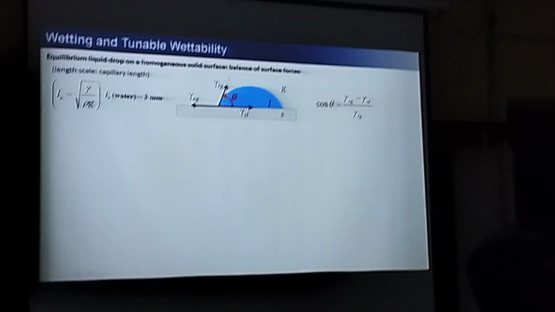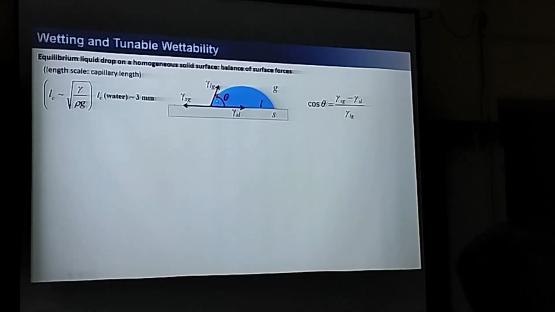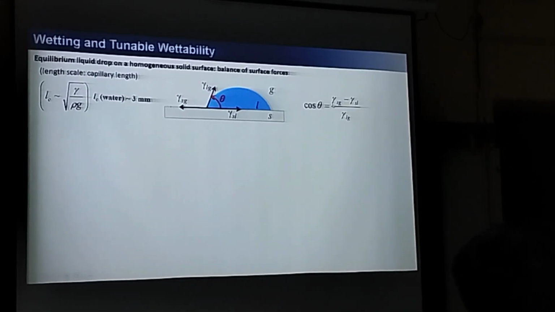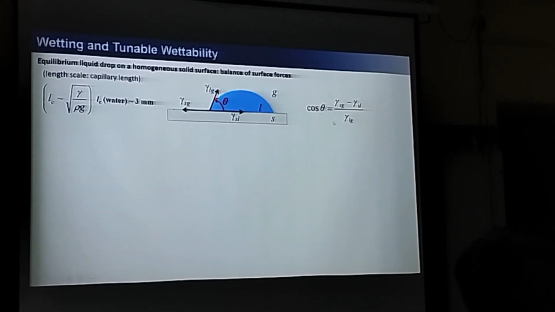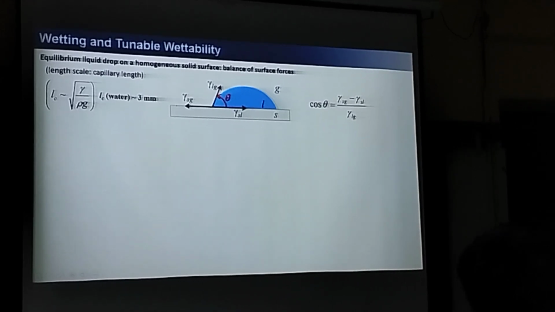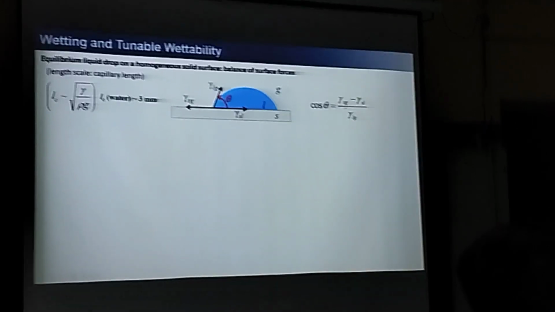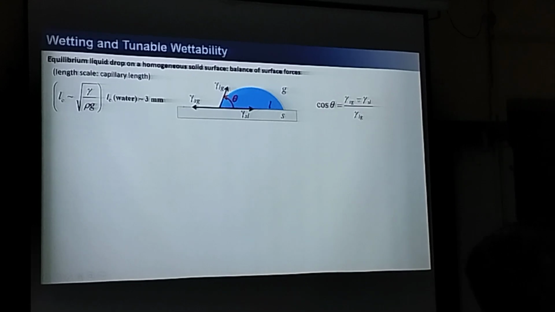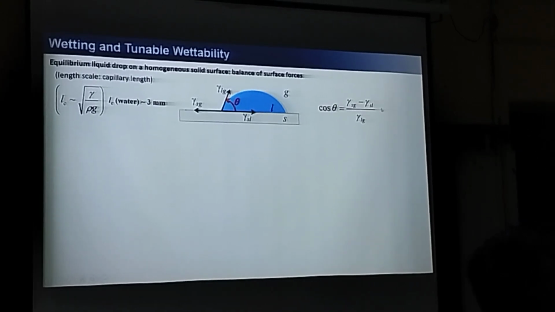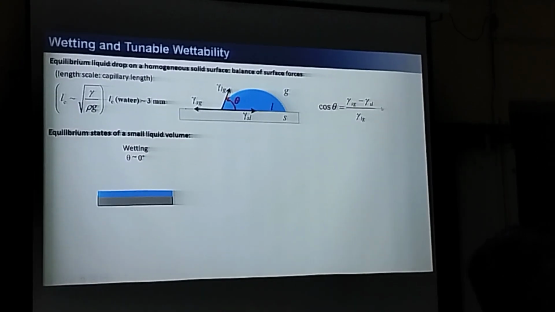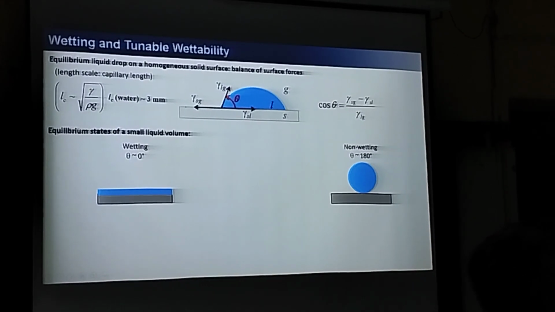At equilibrium, you define all three interfacial tensions and then define this angle theta, which is called the contact angle. So the contact angle, or the wetting behavior of a liquid, only depends on the various surface energies. If you want to change the contact angle, you have to change one of these gammas. Depending on the different gammas, you can have different states.